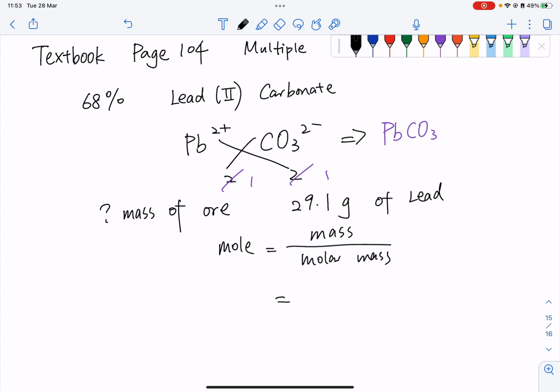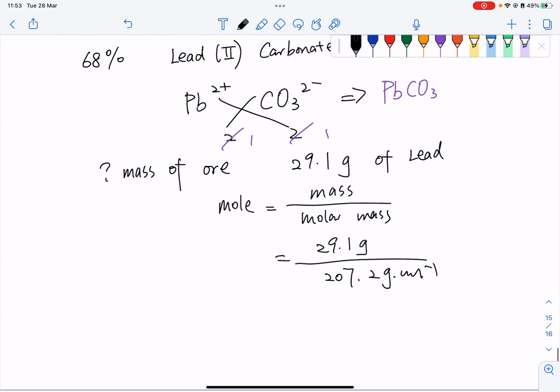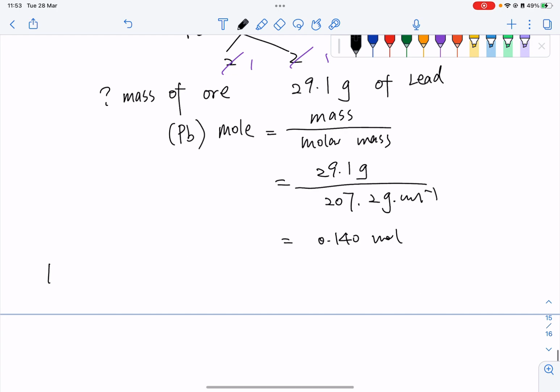What is the mass for the lead? It should be 29.1 gram. What's the molar mass for lead? Is it written in the question? Yes. So Pb equals 207.2 gram per mole, right? If we calculate it, the mole here should be 0.140 mole. And it's the mole of Pb only, about lead. So in 1 mole of lead carbonate, it should be able to give out how many moles of lead?